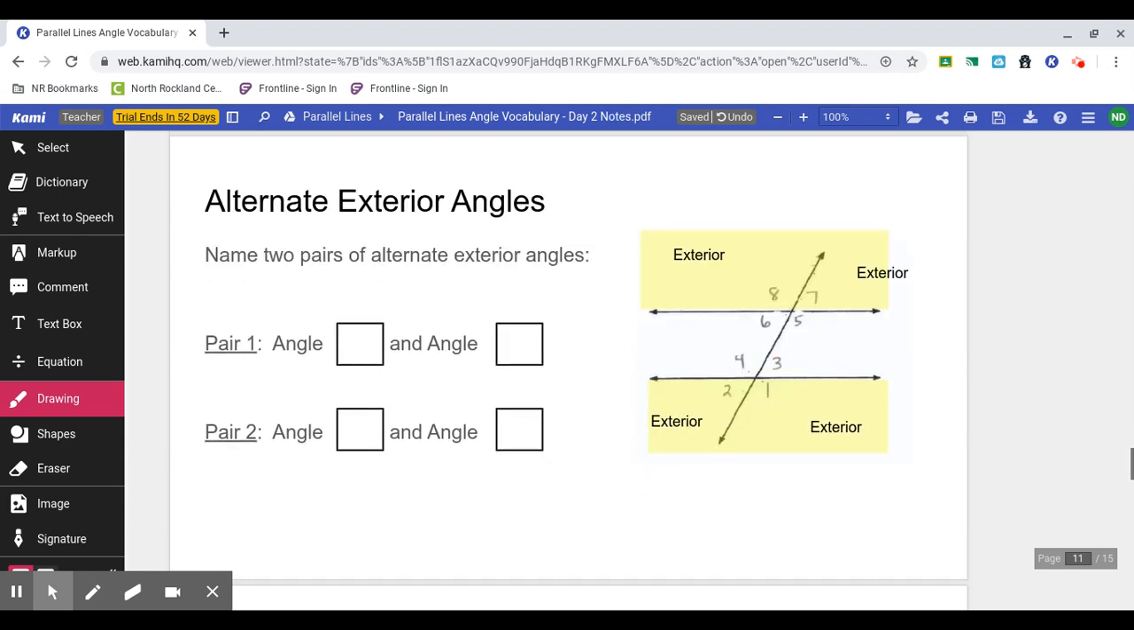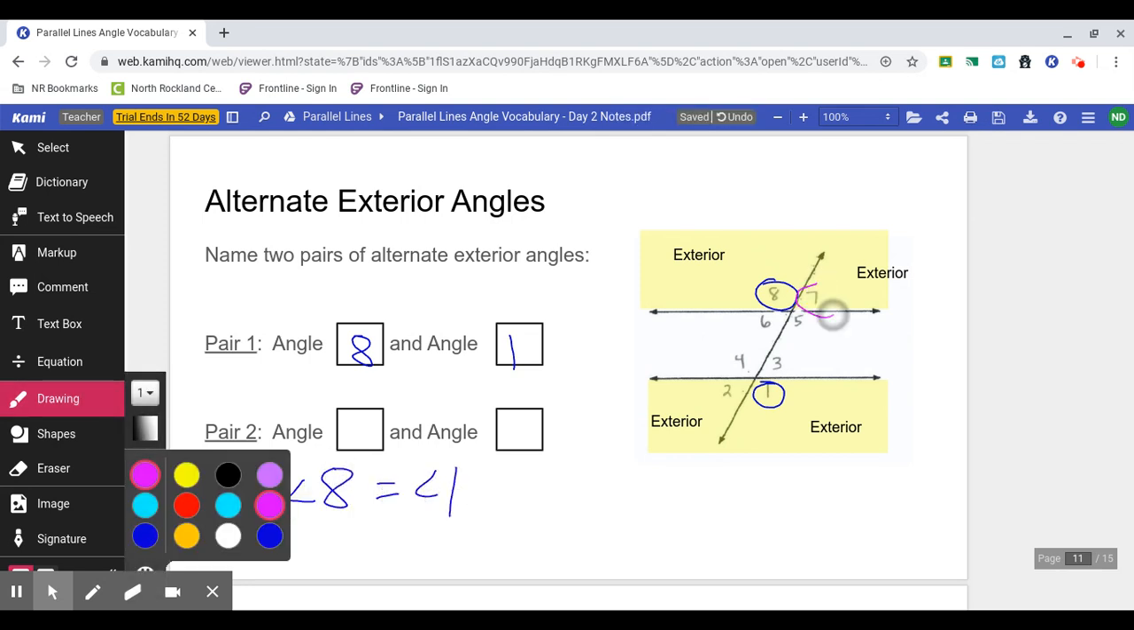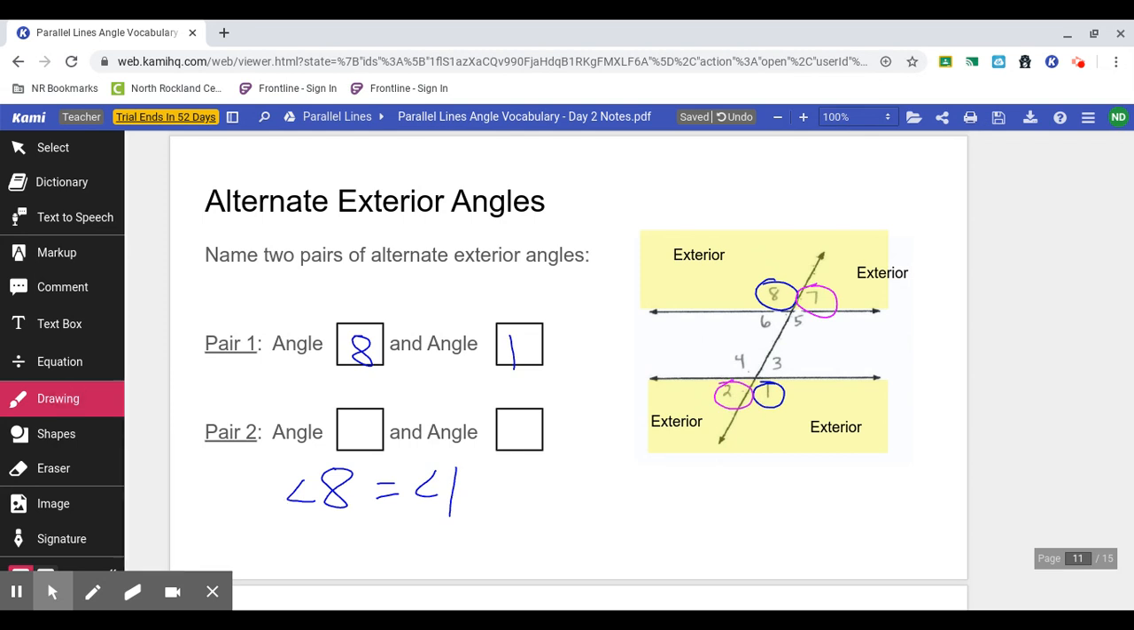Okay, we'll do some more practice identifying. Our first set of alternate exterior angles, again, I labeled where our exterior region of this diagram is. So angle 8 and angle 1 are alternate exteriors, which means angle 8 is equal to angle 1. And angle 7 and angle 2 are alternate exterior angles, which means angle 7 is going to be equal to angle 2.